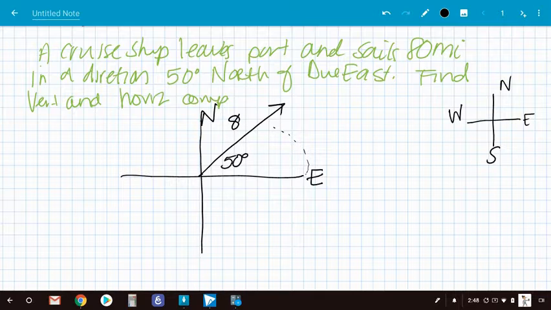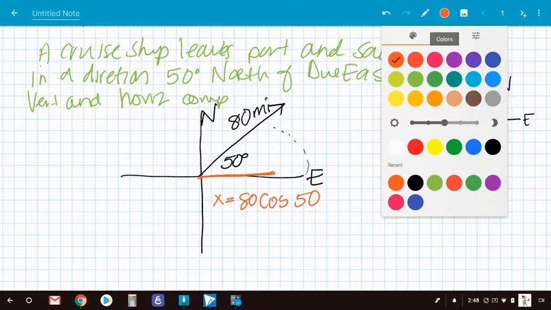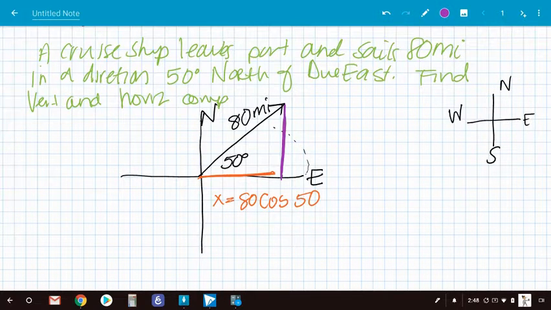Okay, it sails 80 miles, so 80 miles is the distance. So that's like the magnitude, and the direction is 50. So if I want to find the vertical and horizontal components of this, to find the x value, I would use cosine. So x is going to be 80 cosine 50. And for my y value, use sine. So 80 sine 50.